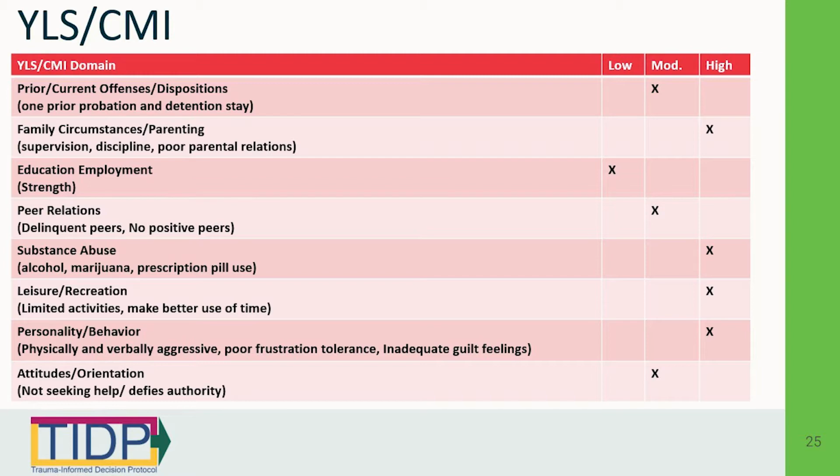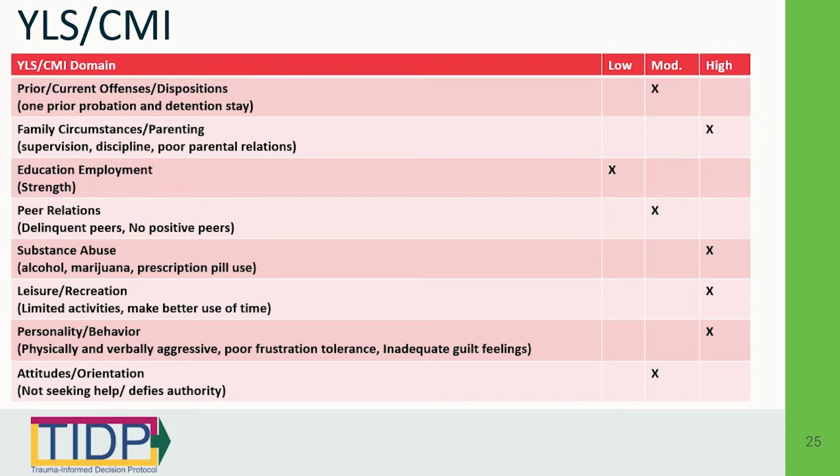Referencing that acknowledgement of spending a lot of time out of the house and hanging out and using substances with the peers, AJ scored a moderate on peer relations. He scores high on the substance abuse domain, referencing his recent and chronic use of alcohol, marijuana, and his acknowledgement of using prescription pills as a way to cope.